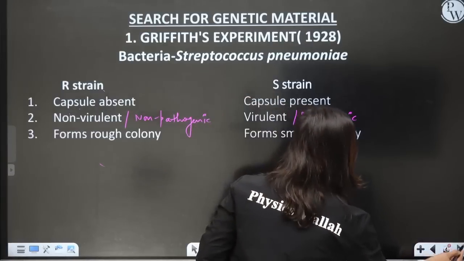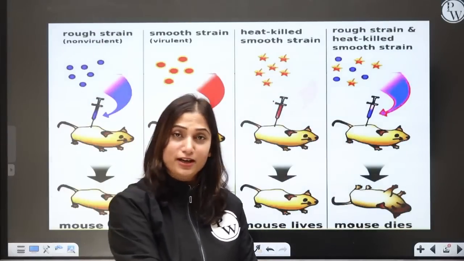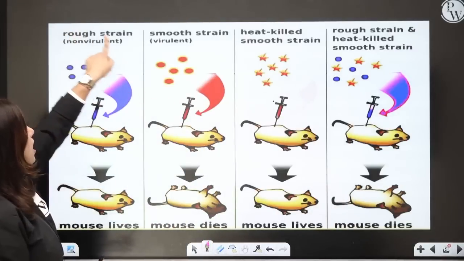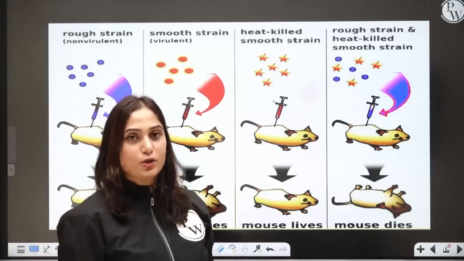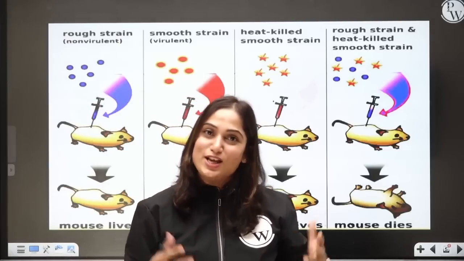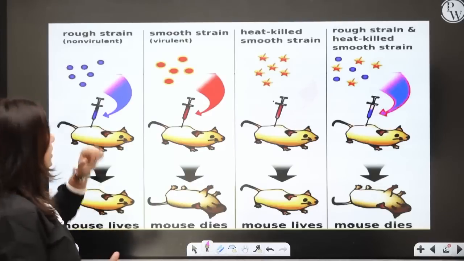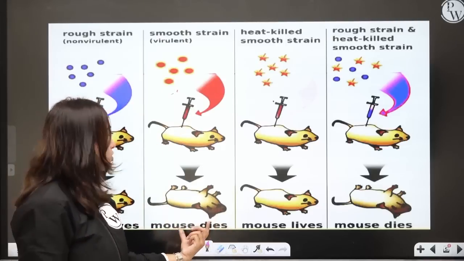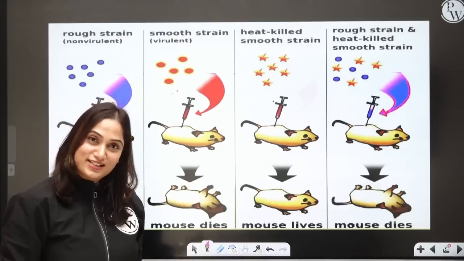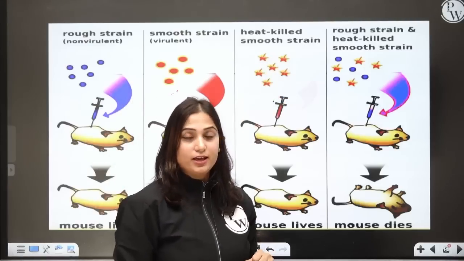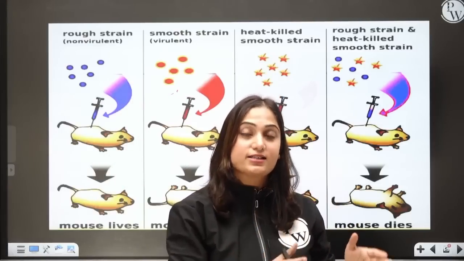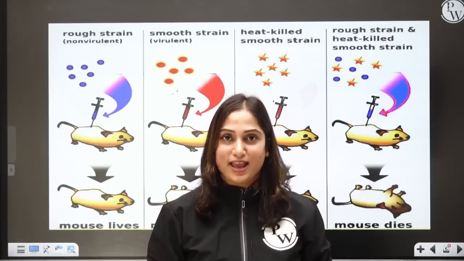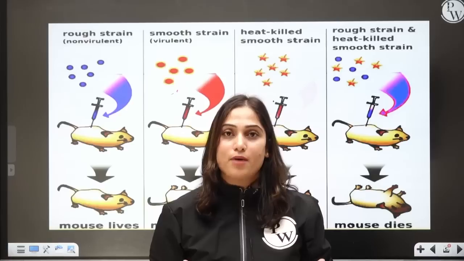So now let's understand the experiment. For his experiment, Griffith took mice. First of all, he injected the living R strain into the mice. And it is understood that the R strain cannot cause the disease, so the mice lived. In the second set of experiment, he injected S strain into the mice, and obviously the mice died because the S strain causes the disease. But in the next set of experiment, he injected heat-killed S strain into the mice. Now, heat-killed means inactivating the bacteria. He inactivated the bacteria and injected it into the mice, so the mice lived.